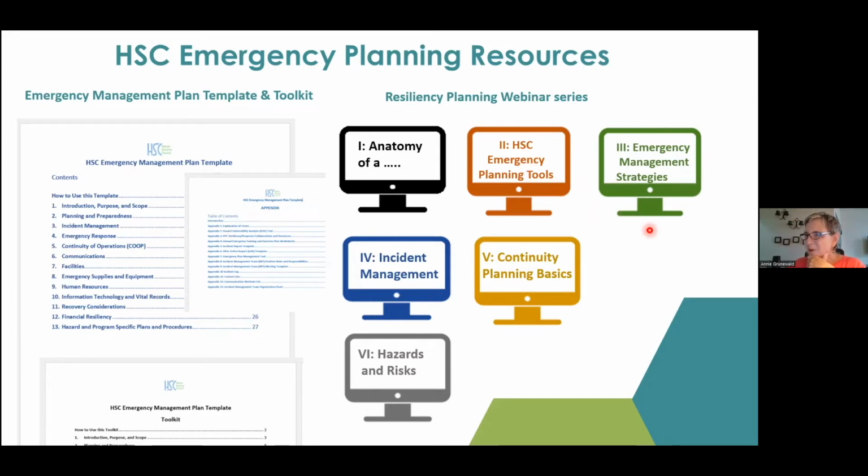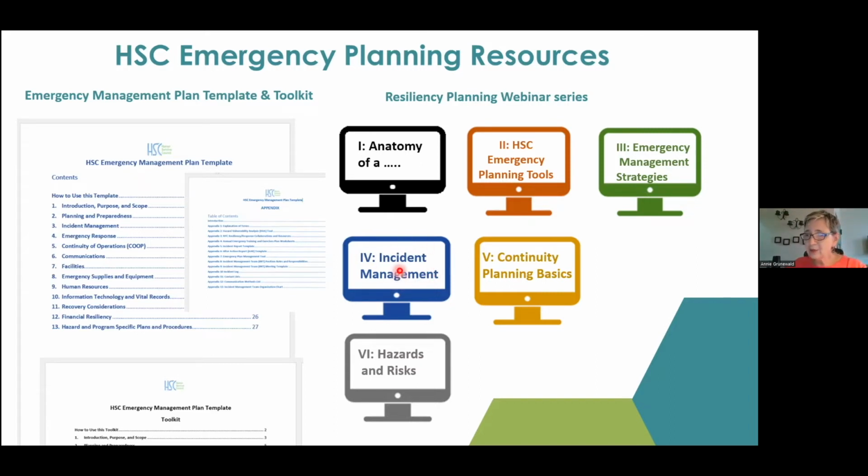The next one, we look at emergency management strategies. How do you build an emergency management program at your organization, no matter the size, that is strong and creates a culture of planning in your organization?